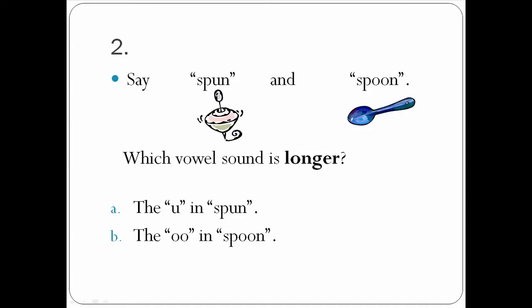Number 2. Say spun and spoon. Which vowel sound is longer? The oo in spoon is longer. Listen again. Spun, spoon.